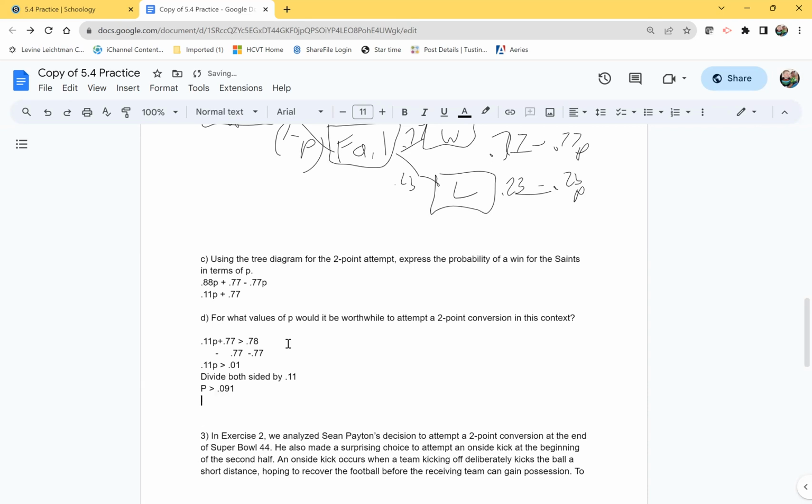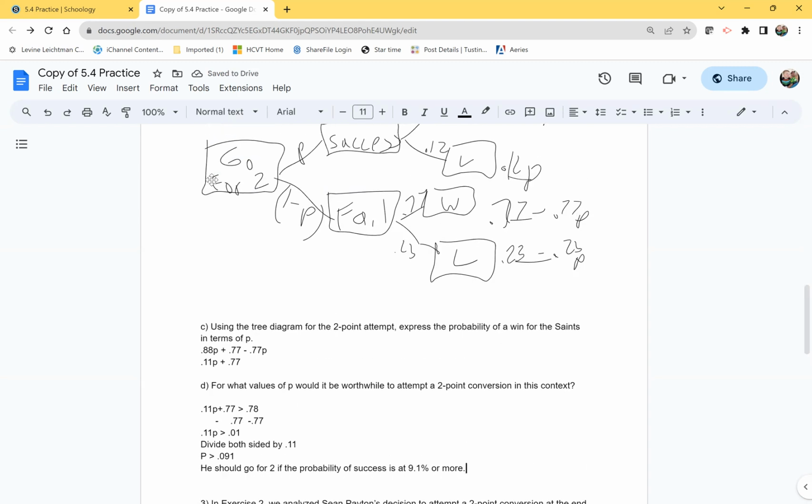0.091 about, okay? So to interpret that as a sentence, he should go for 2 if the probability of success is 9.1% or more. All right, so that's just saying if his initial probability right here is more than 9.1%, you should go for it. So if it's 10%, 20%, 30%, you should go for it. If it's less than that, then he should not.